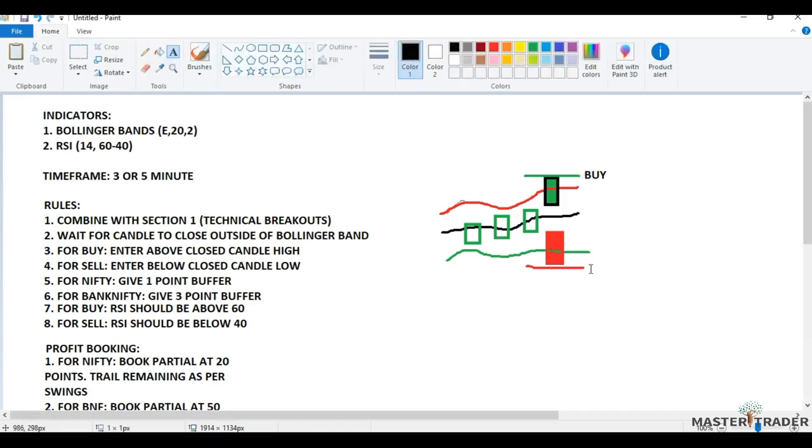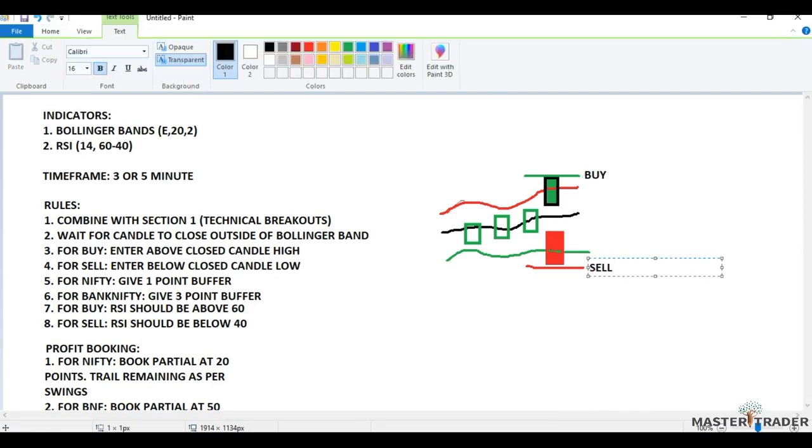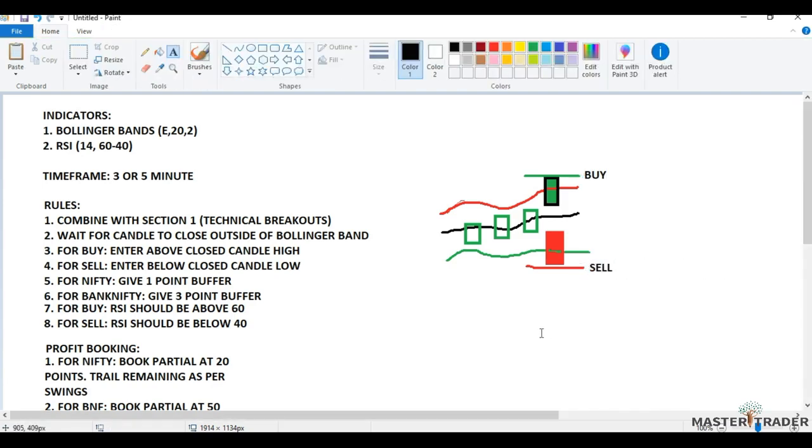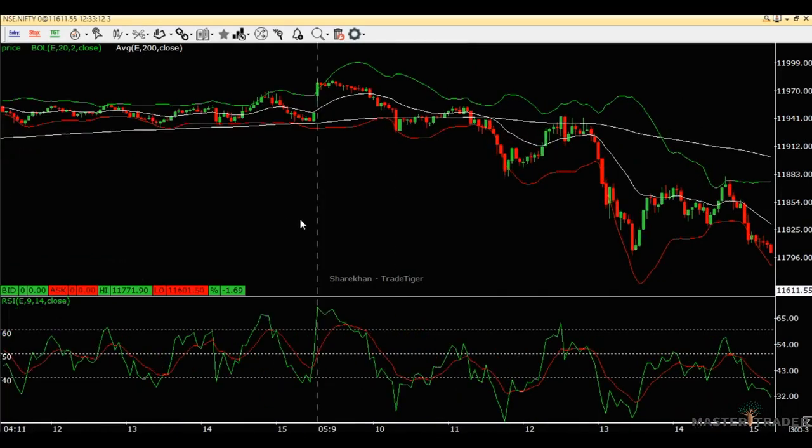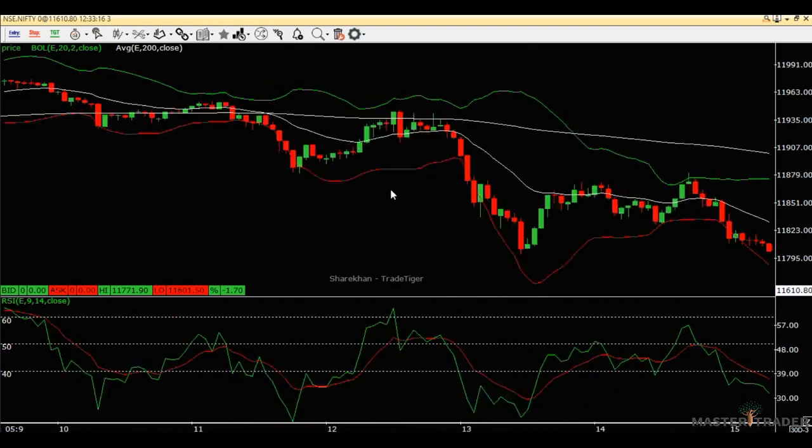That is my buy setup, and this is my sell setup. It's as simple as that, guys. We want a closing outside the Bollinger Band. If it closes above the upper band, we initiate a buy. If it closes below the lower band, we initiate a sell. We'll look at examples in the next video, but let's quickly look at it.